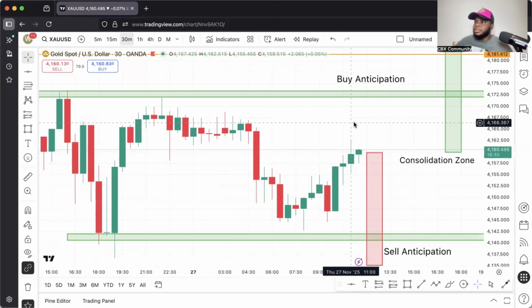So at this moment, the market structure is not doing anything. It's just good for us to be patient. Once we are able to identify a setup, we are still in a consolidation zone. We don't need to do anything. You need to be patient. Nothing is happening at this moment.